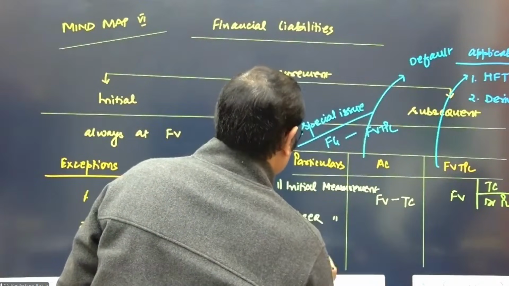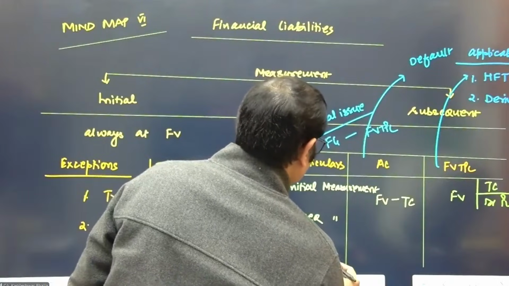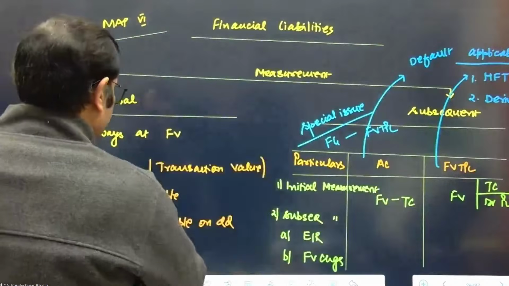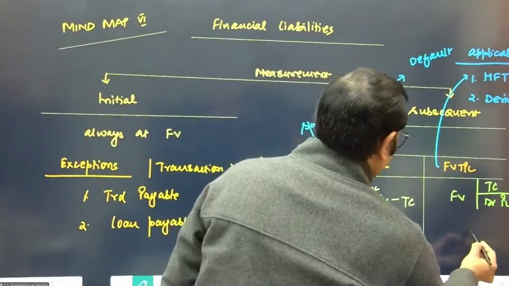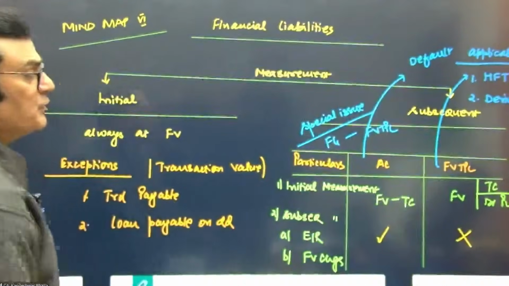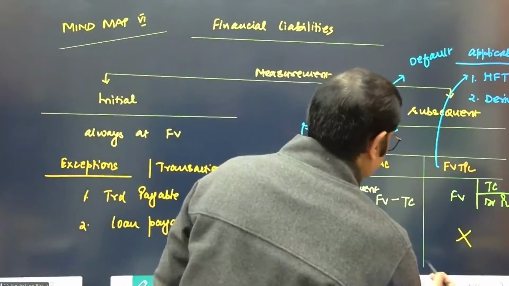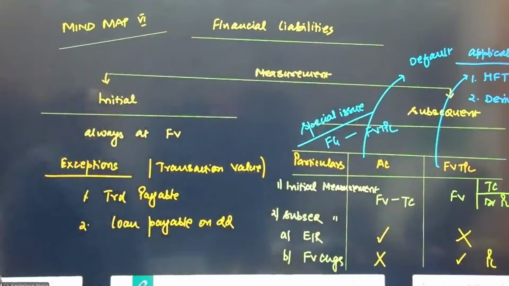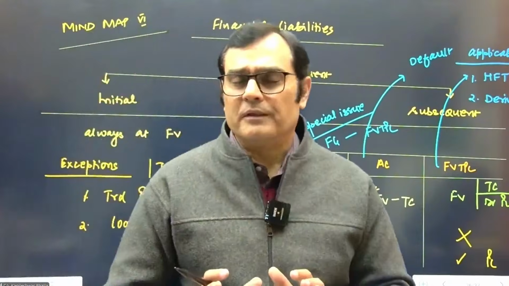Next, we're looking at two elements on the subsequent measurement: one is the concept of EIR, and one is the concept of fair value changes. In terms of AC, the EIR applies, but it does not apply in the case of FVTPL. And in terms of fair value changes, we do not consider fair value changes for AC, while for FVTPL the fair value changes are taken to P&L. So I think financial liability is pretty straight. It's not too complicated in this particular case.